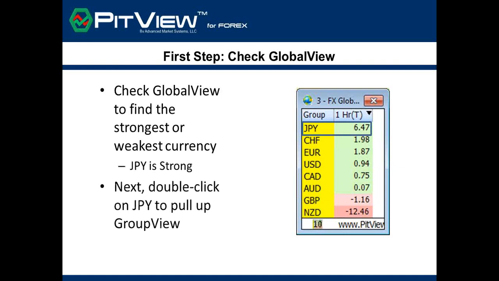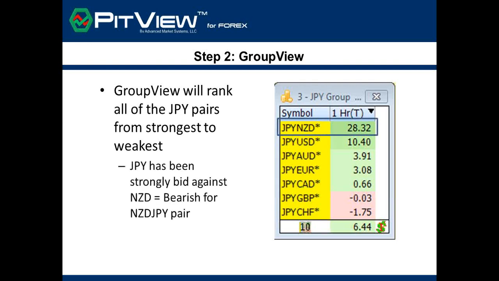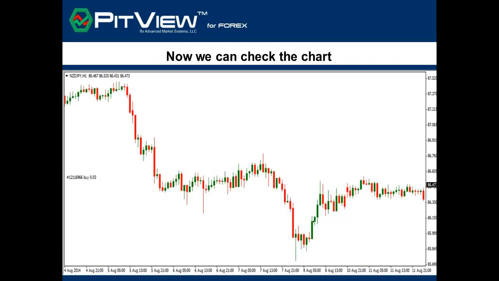We double-click the yen to pull up GroupView, and we confirm that the yen is the strongest against New Zealand. So just reviewing our 3-step method. From there, we looked at a chart. We saw that there might be an opportunity on New Zealand yen if it were to break through this low right in here.